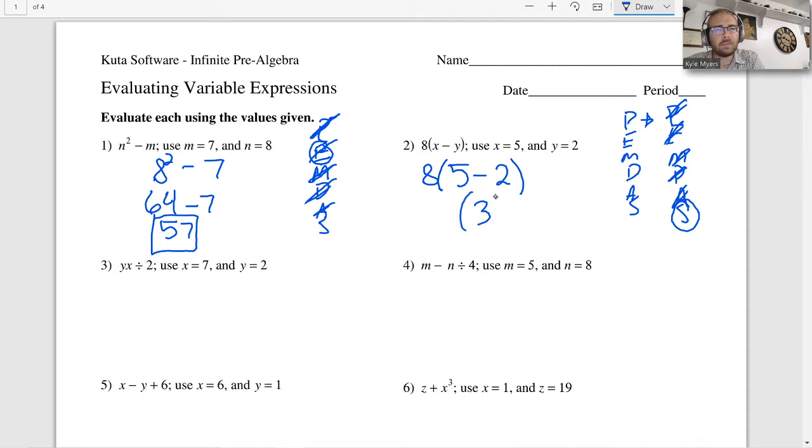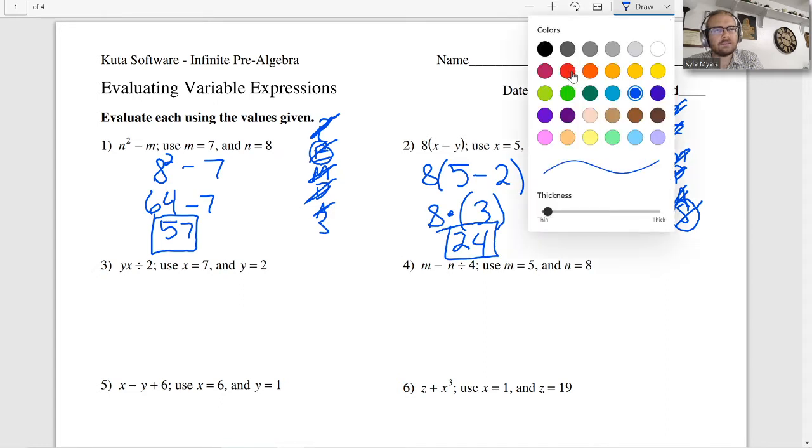And of course, if I have a parentheses here, it means times. So technically there's a times there if you put a number right next to a parentheses. So I did subtract, which means my parentheses are done. No exponents, but I do have something to multiply here. 8 times 3 is 24.